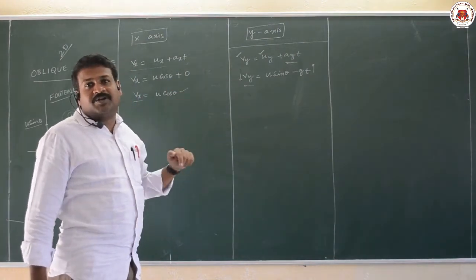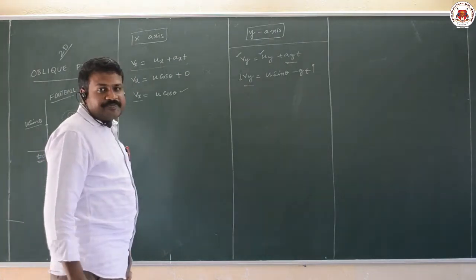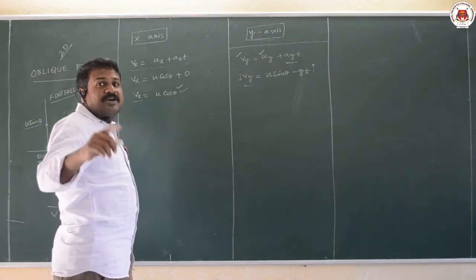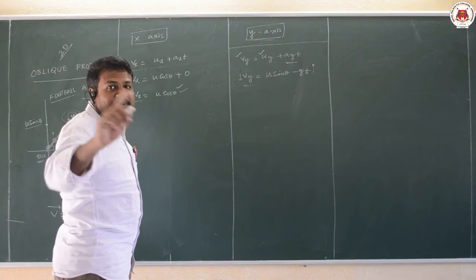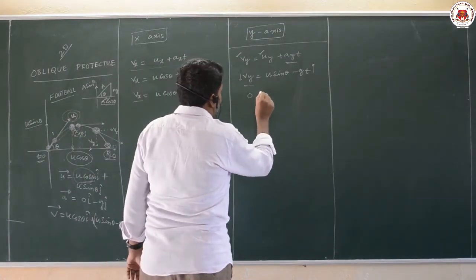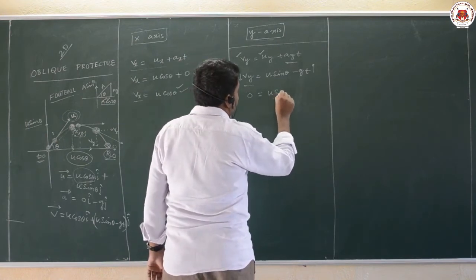This is a very important question. What is the velocity of a projectile at maximum height? It is u cos theta. It is not equal to 0. The velocity of a vertically projected body at maximum height is 0. So this you can take as 0, then you will get the time taken to reach the maximum height.